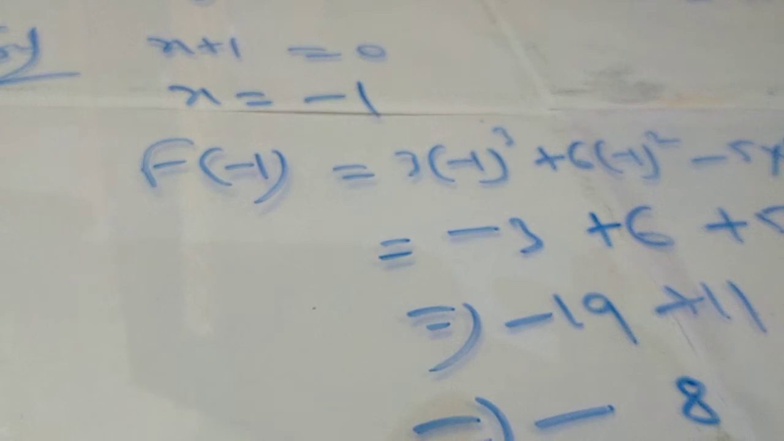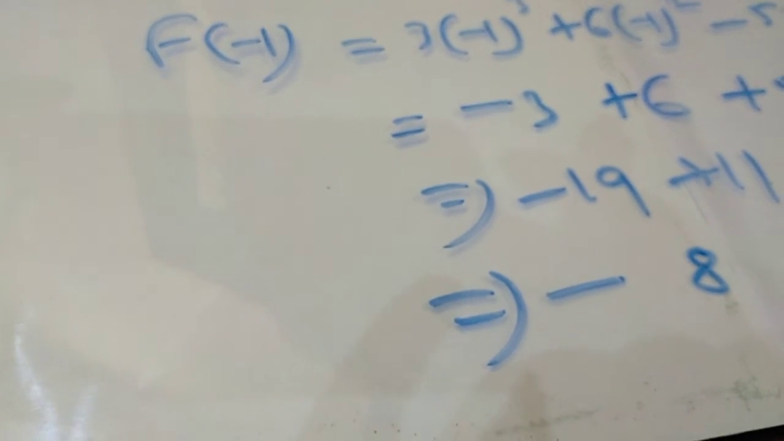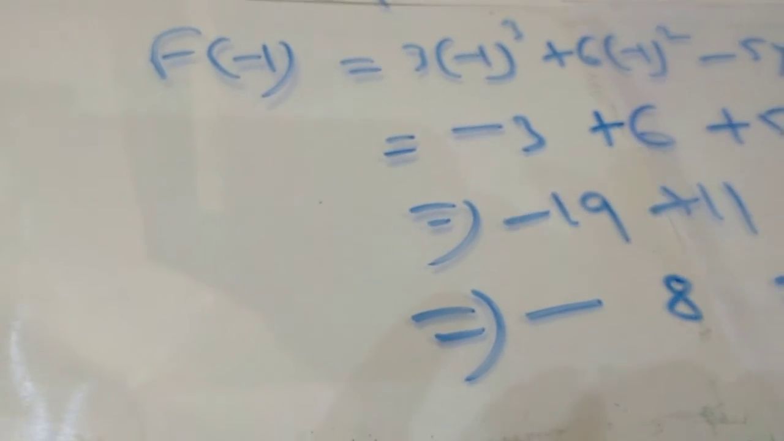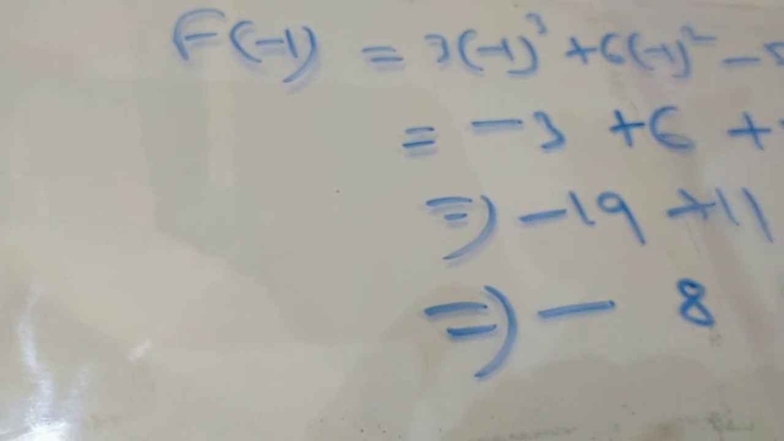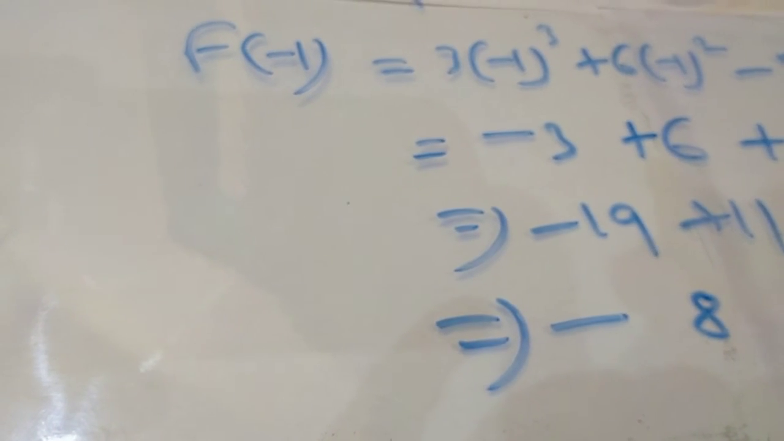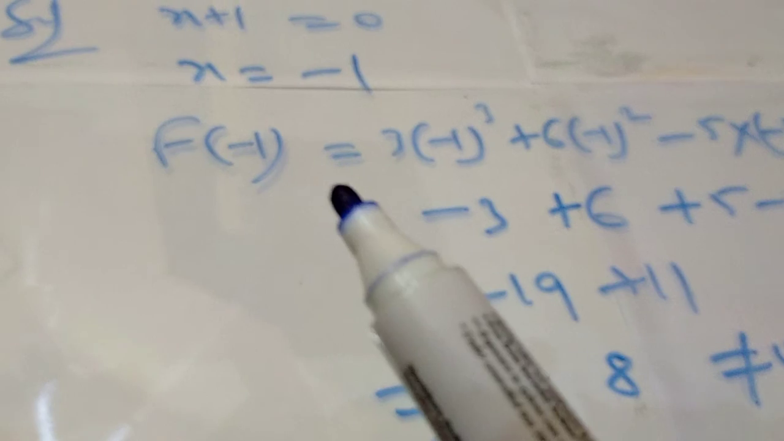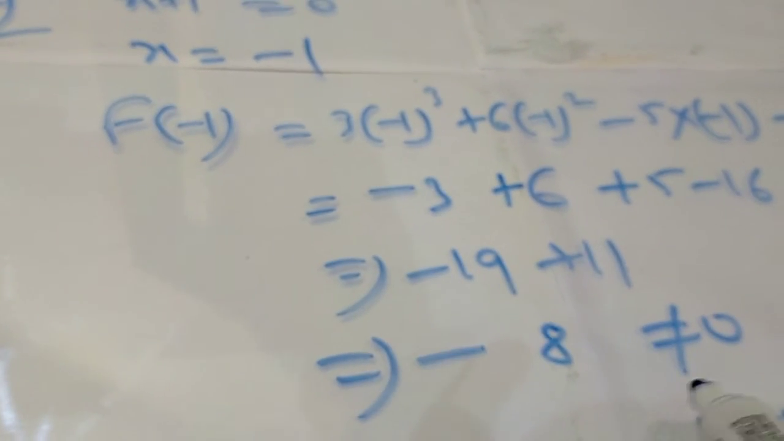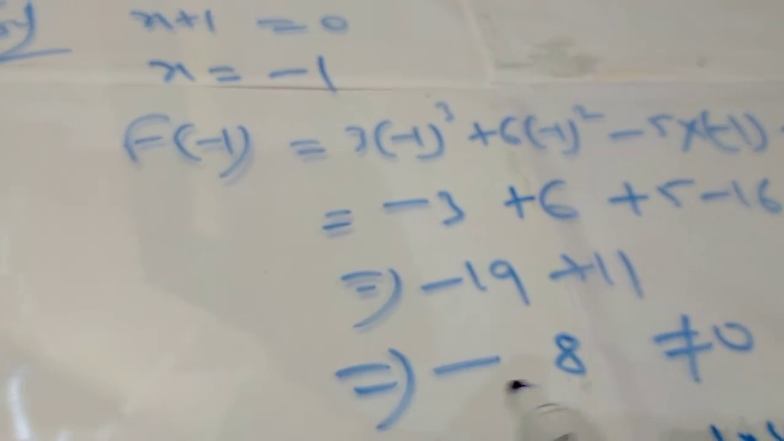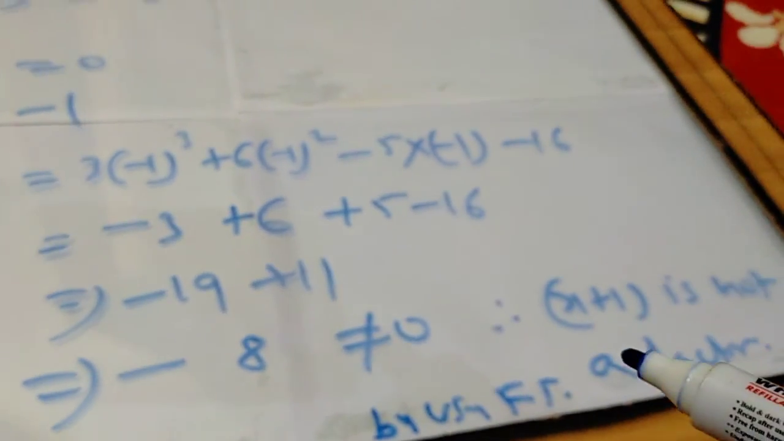In the last class we learned the remainder theorem. The remainder theorem only tells us how to get the remainder, but here we have to check whether it is a factor or not. If it is required to check whether it is a factor or not, you have to get the remainder. This remainder must be equal to 0. Here the remainder is not equal to 0, therefore x plus 1 is not a factor of the given polynomial. So this is the complete question.